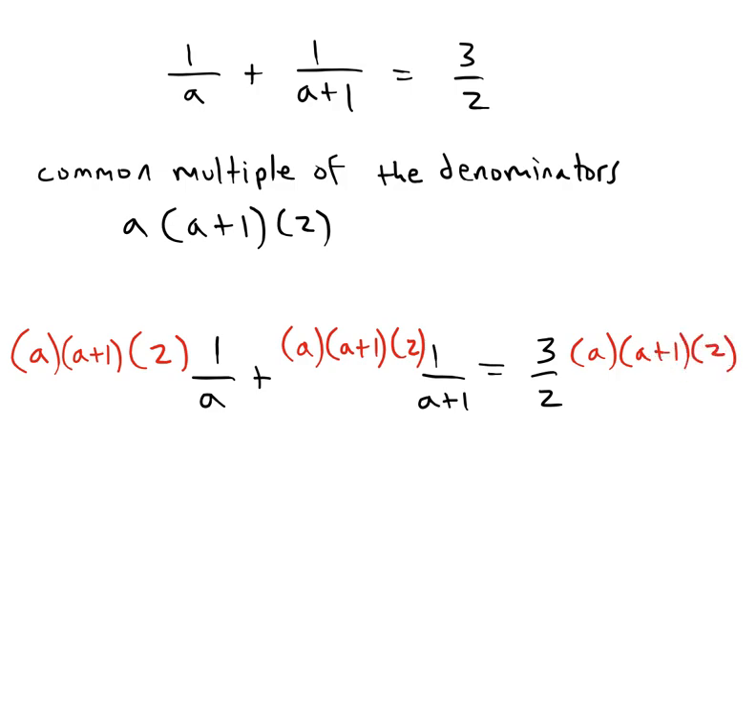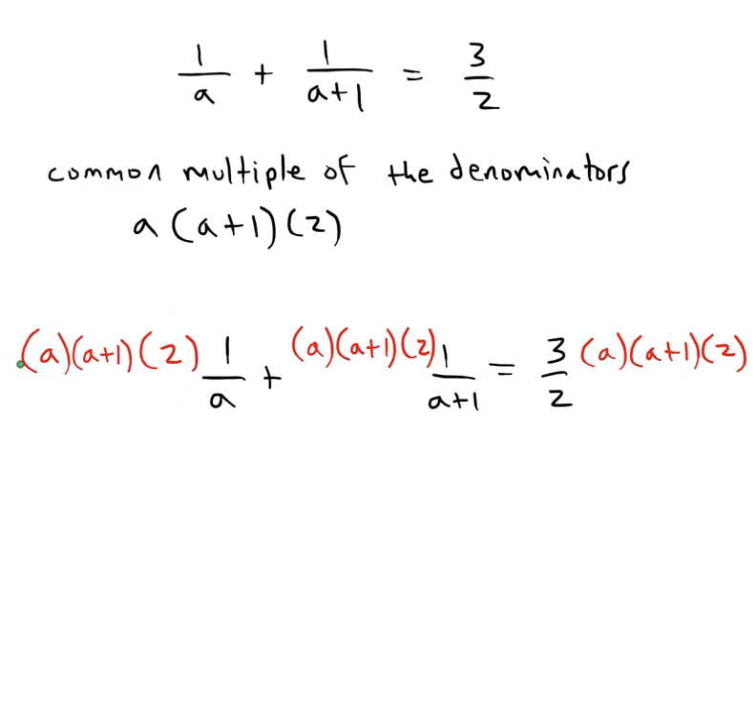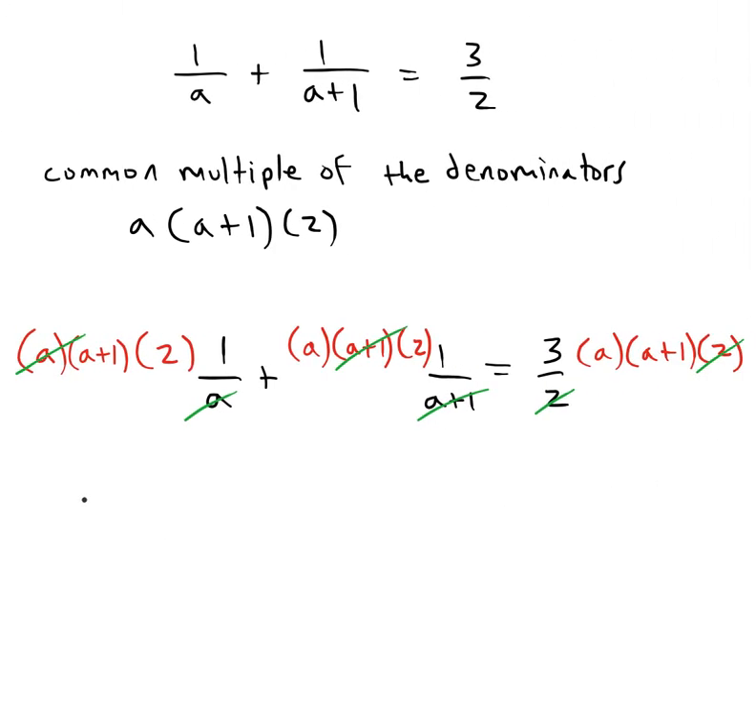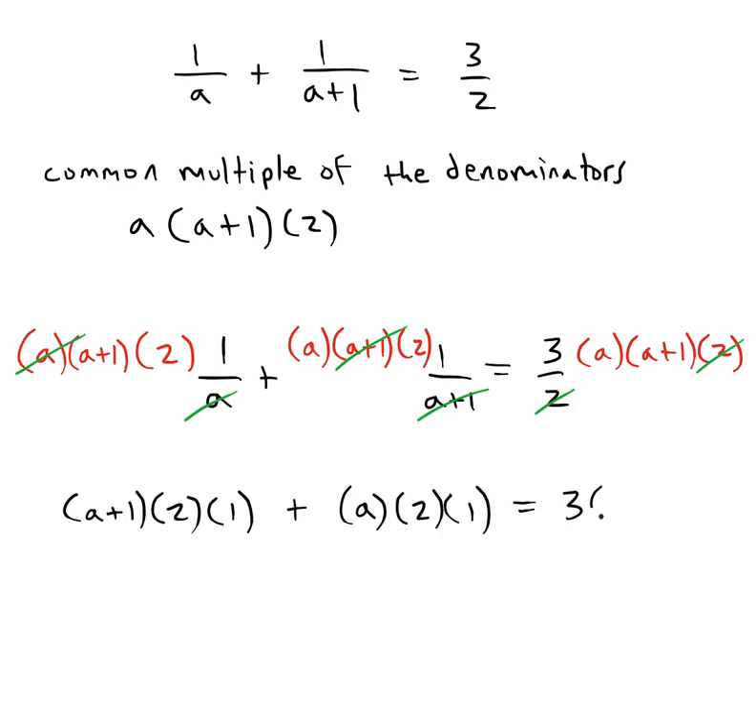The goal is to clear the denominators so that we don't have to deal with them. So the a in the common multiple will cancel with this a. The a plus 1 in the common multiple will cancel with that. And we'll cancel these 2's. This will leave us with a plus 1 times 2 times 1 plus a times 2 times 1 equals 3 times a plus 1.